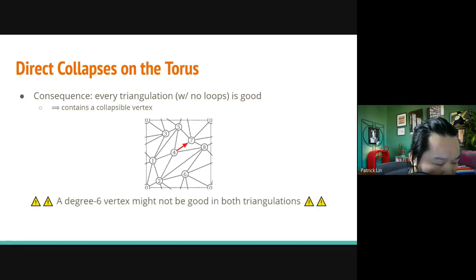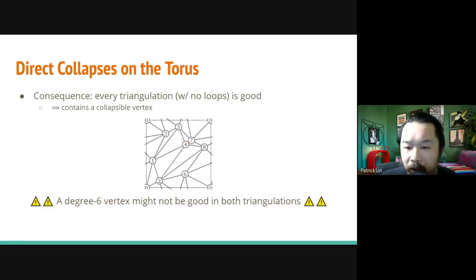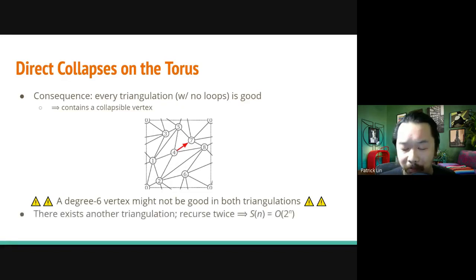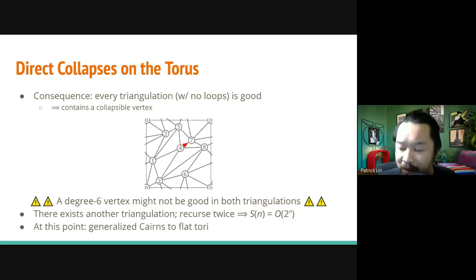And then if you think back to what I was saying about Karen's, about some vertex not being able to be collapsed along the same edge, actually, if we find a vertex that can be collapsed in one embedding, it might not be the vertex that's collapsed in the other embedding. Oh no, except we can go back to this Karen-style argument about there being some intermediary triangulation that we can go through, and then we recurse twice. And at this point, we've basically generalized Cairns to the flat torus.